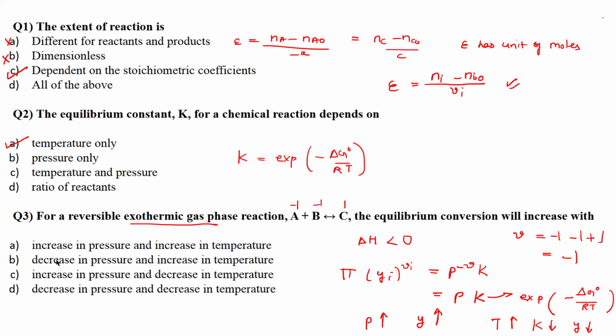So here we have an increase in pressure, and the equilibrium conversion will increase. Okay, the conversion increases. And we need a decrease in temperature, right? So when it is an increase in pressure and a decrease in temperature, the equilibrium conversion will increase.